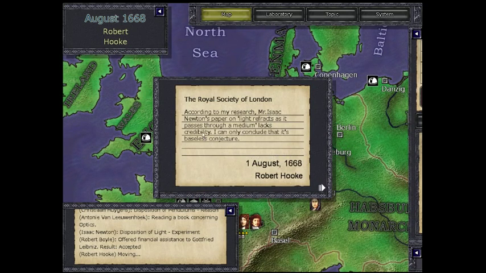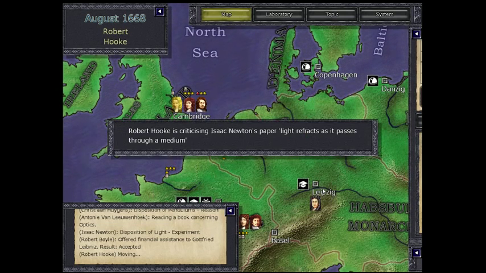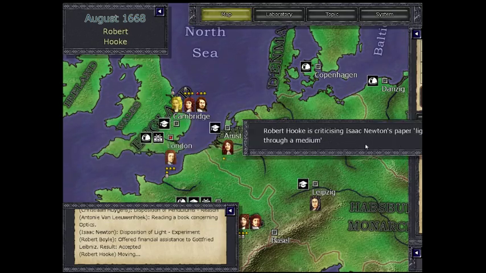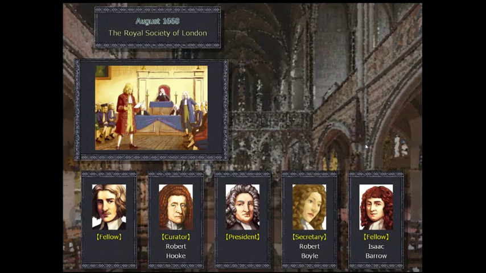So, according to my research, Isaac Newton's paper on light refracts as it passes through a medium lacks credibility. I can only conclude that it's baseless conjecture. Now we have Robert Hooke criticizing us. We're gonna get nailed, I think. Now they're gonna drop this.